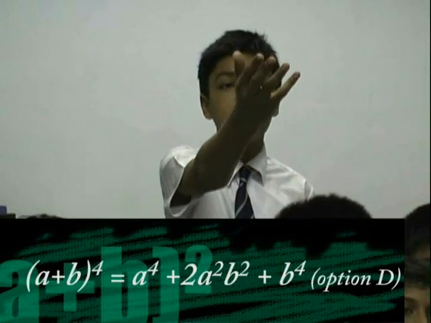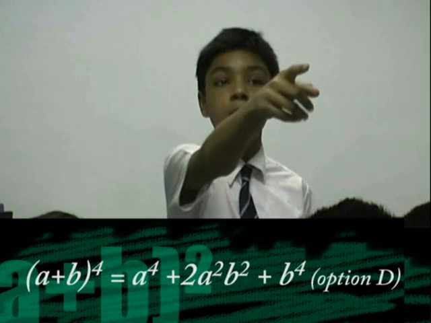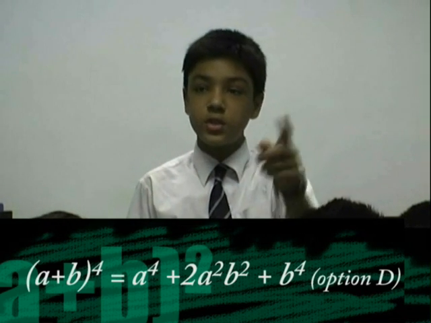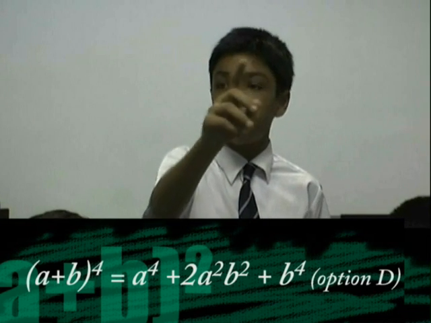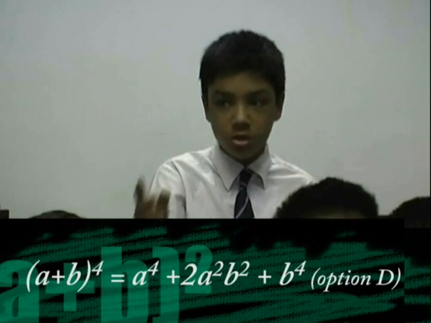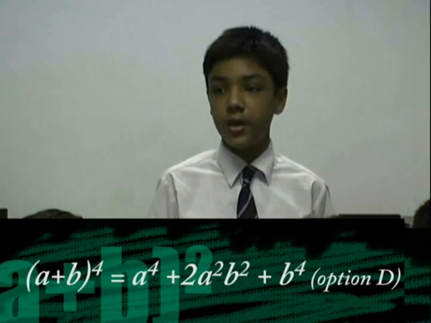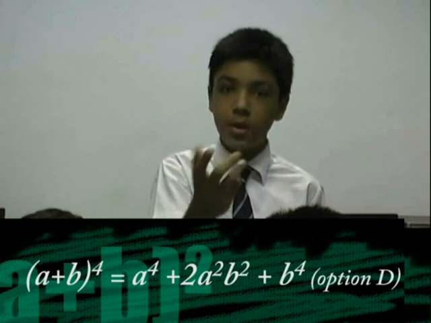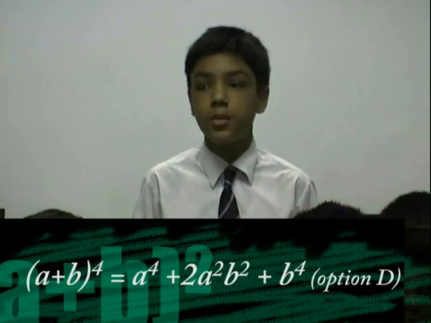No, but because a4 plus b4 means if we expand a plus b whole 4, it will come, ma'am, a4 plus 2a square b square plus b4. Because when we take a plus b whole square, then we get a square plus 2ab plus b square. So if we do a plus b the whole power 4, it will come, ma'am, a4 plus 2a square b square plus b4.